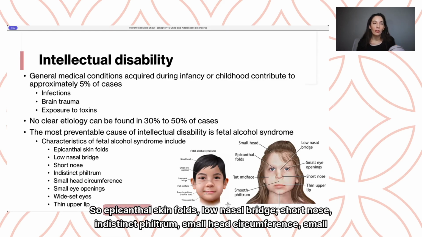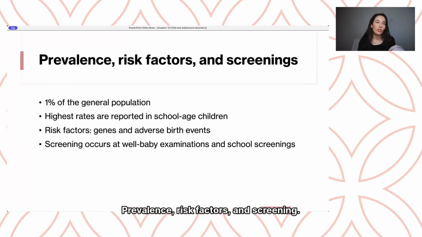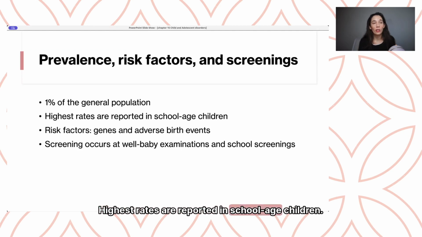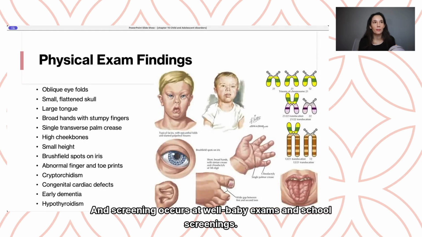So epicanthal skin folds, low nasal bridge, short nose, indistinct philtrum, small head circumference, small eye openings, wide set eyes, and a thin upper lip. Prevalence, risk factors, and screening. So 1% of the general population, highest rates are reported in school-age children. Risk factors are genes and adverse birth events, and screening occurs at well baby exams and school screenings.